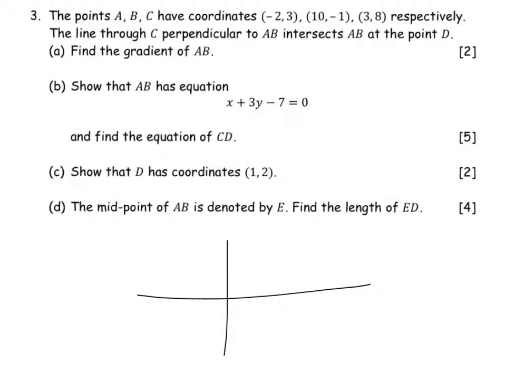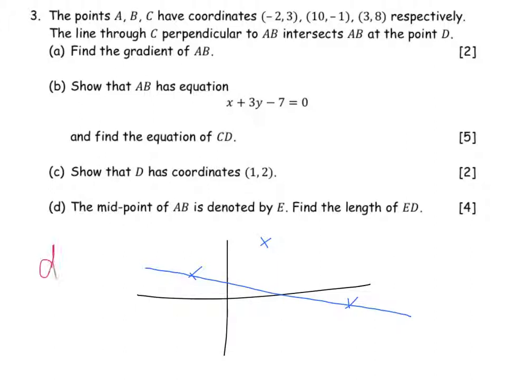So minus 2, 3, so somewhere about there, 10 minus 1, so all the way down here, and 3, 8, and I'm asked to find the gradient of AB, so I want to know this one here. So straight away I know I'm expecting a negative answer. It looks like it's going to be fractional to me. I might be mistaken though, it depends, it's only a quick diagram.